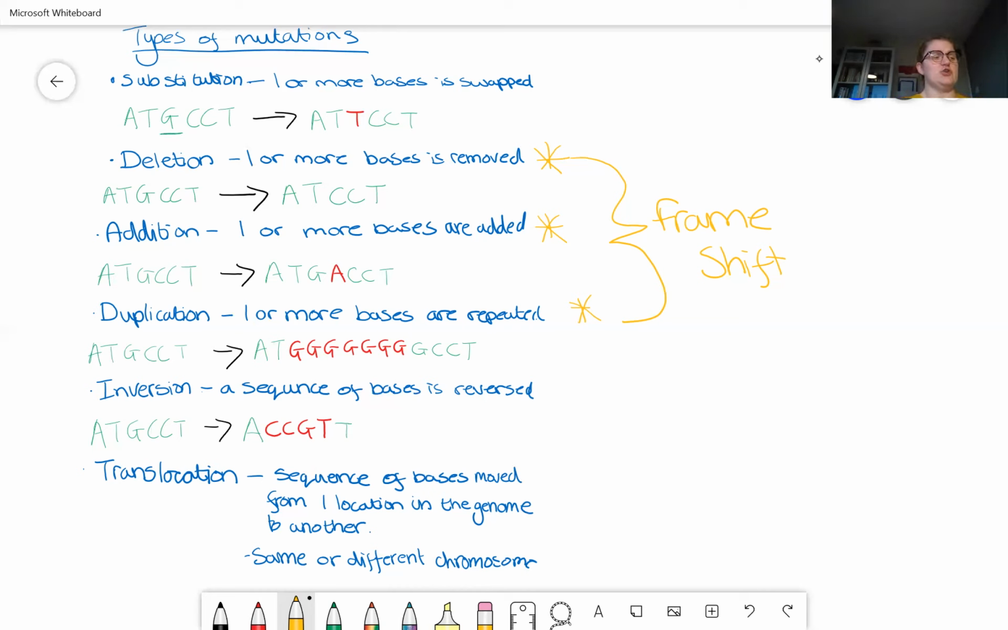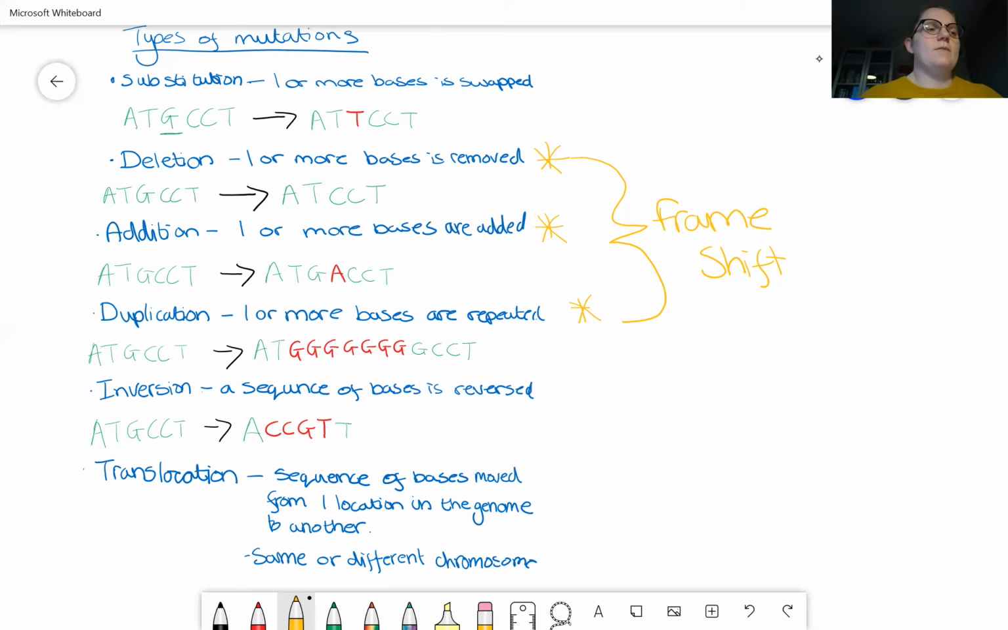Some mutations can actually cause genetic disorders, and we'll look in detail at them in a moment. So these can be things such as inherited disorders that are caused by abnormal genes or chromosomes. So things like cystic fibrosis. And some mutations that we have can increase the likelihood of developing certain cancers. So things like the BRCA1 gene increases the chance of developing breast cancer.